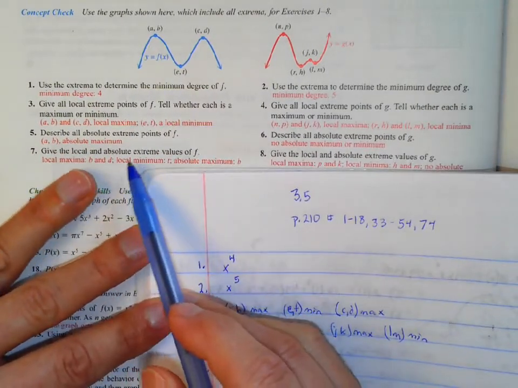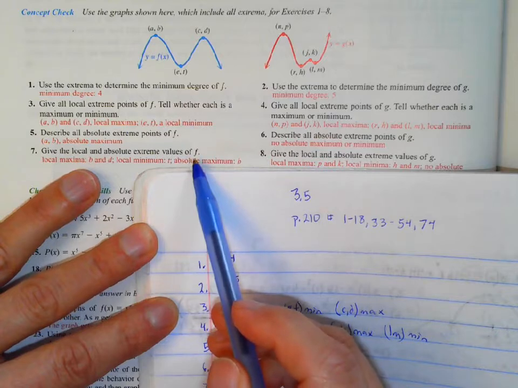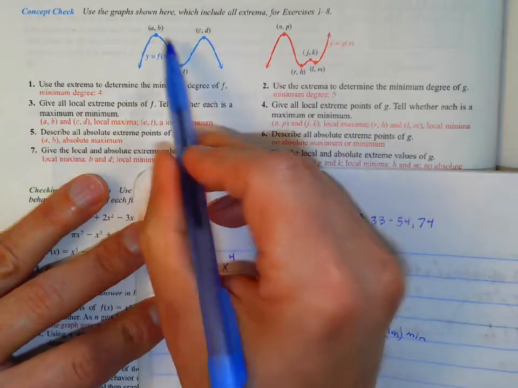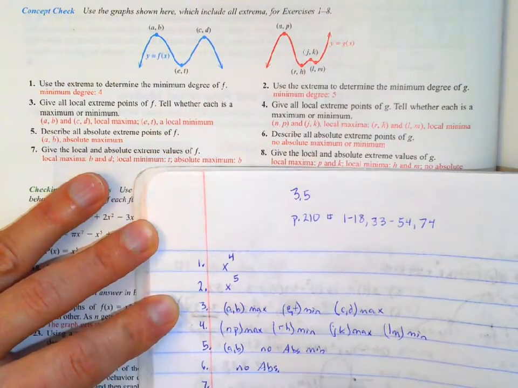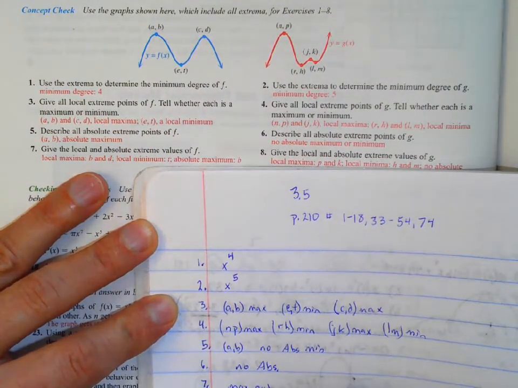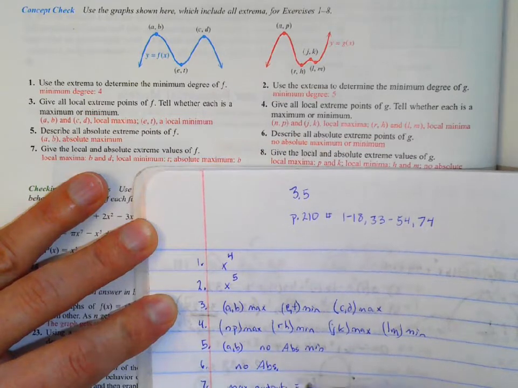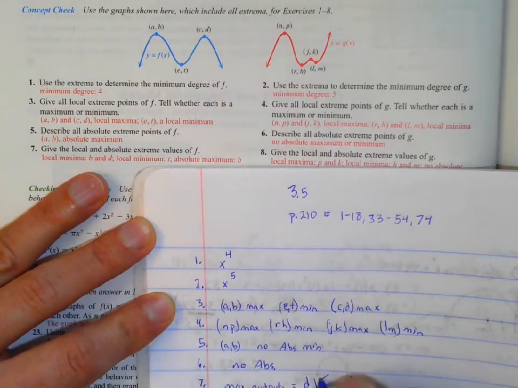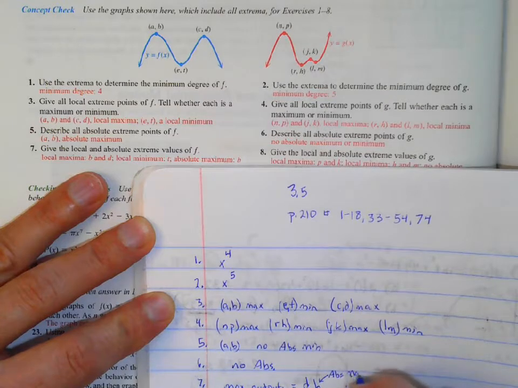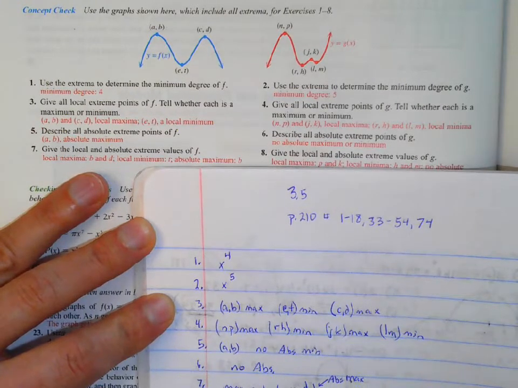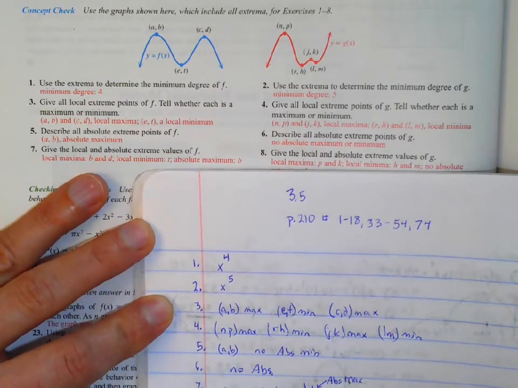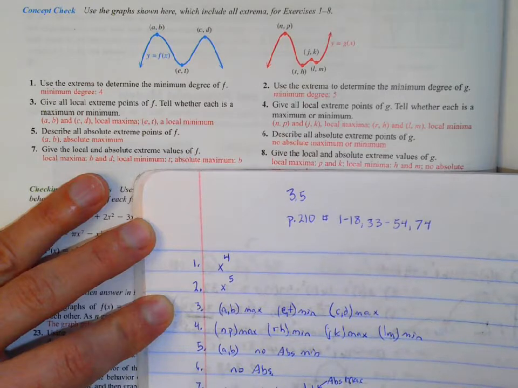Give the local and absolute extreme values of f. The actual values, the maximum outputs would be D and B. I think B is just a little bit higher, so B is the absolute max. You want all the extremes, so minimums as well. So ET, so T would be that output as a local min.